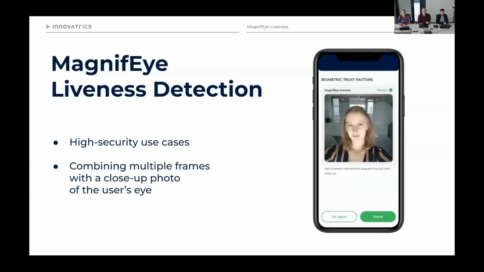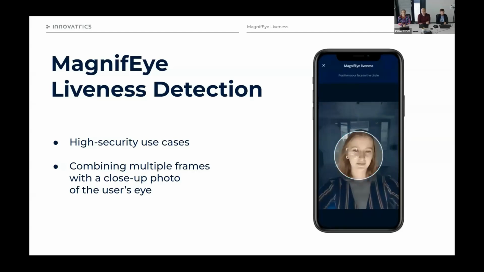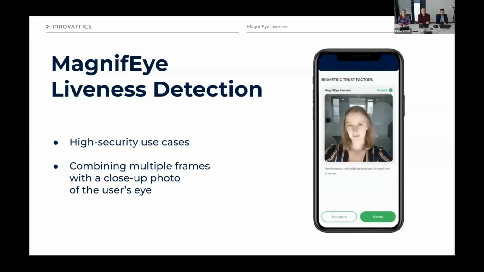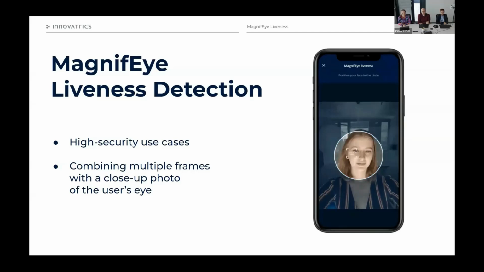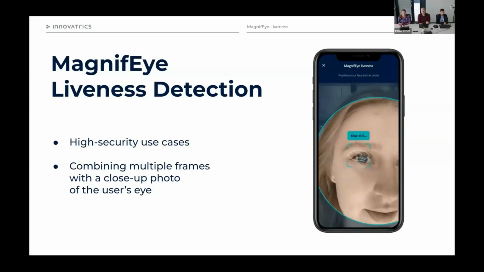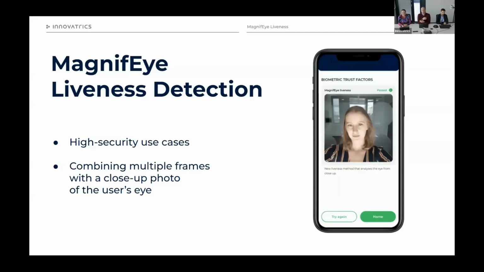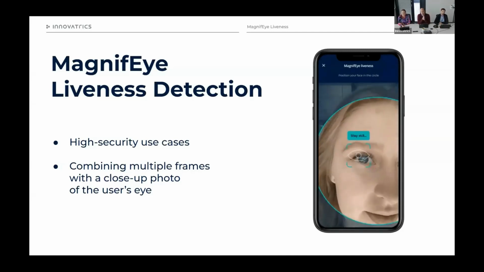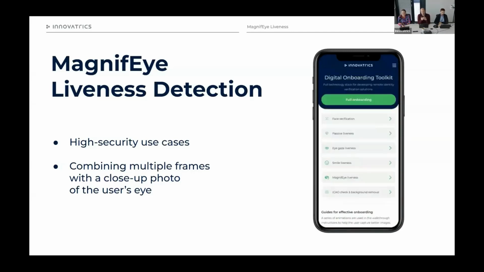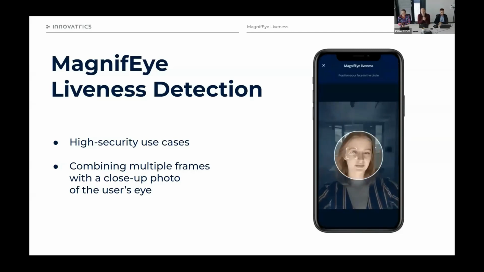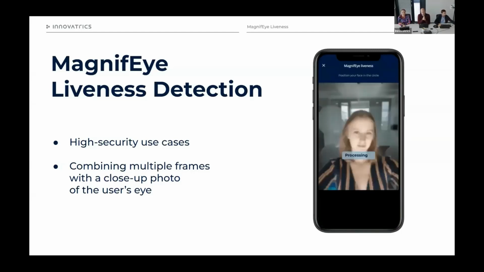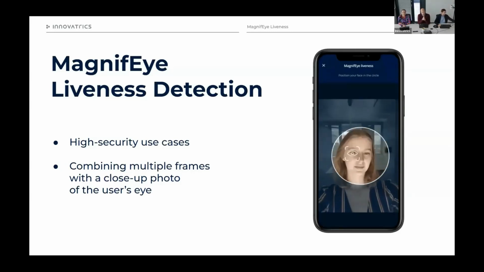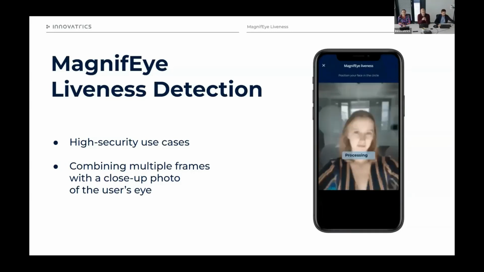So we presented the MagnifEye Liveness detection in our webinar 2 weeks ago, but for those of you who haven't attended, the MagnifEye Liveness detection method was developed with high security use cases in mind. This detection method combines multiple frames of the face together with some additional data in order to provide the highest accuracy between false accepts and false rejects.